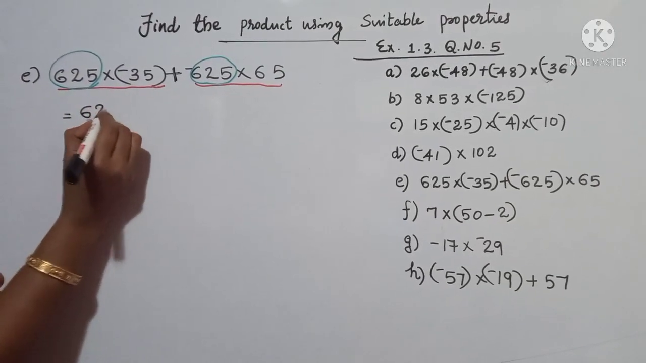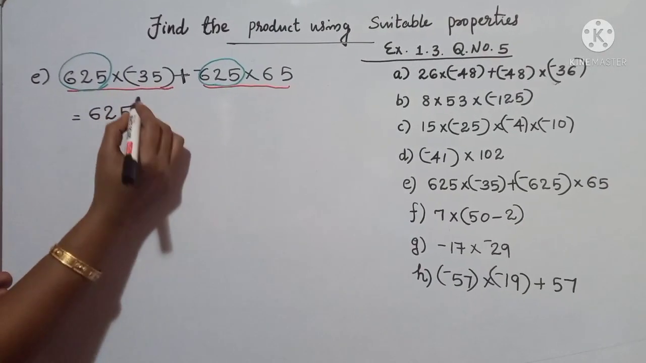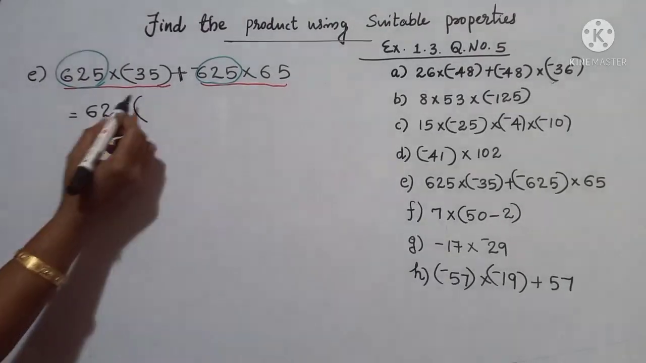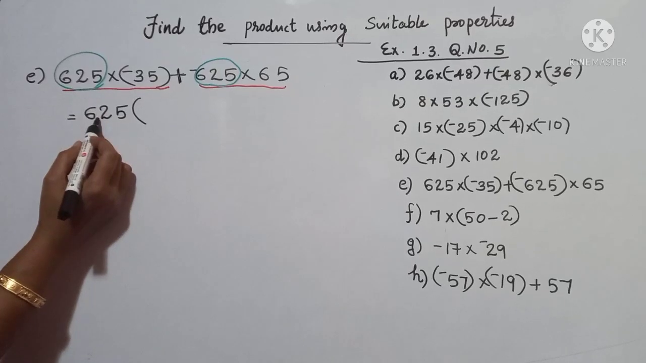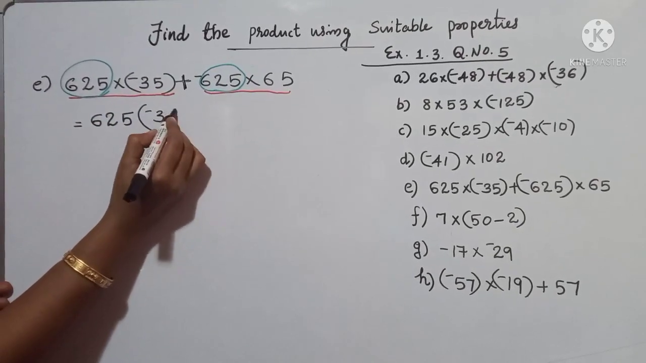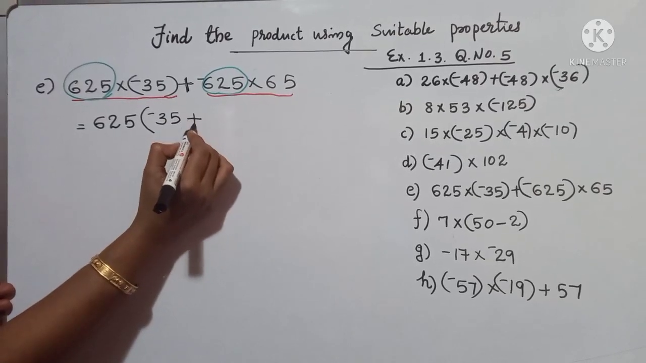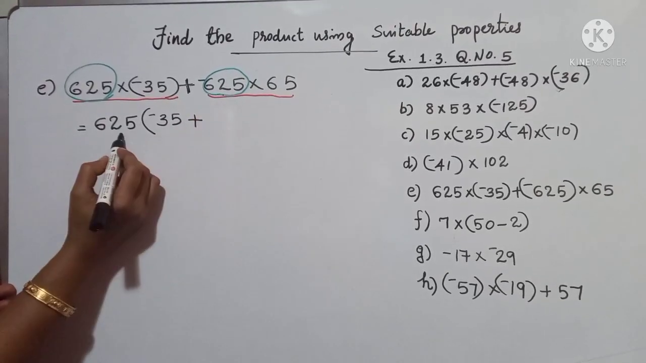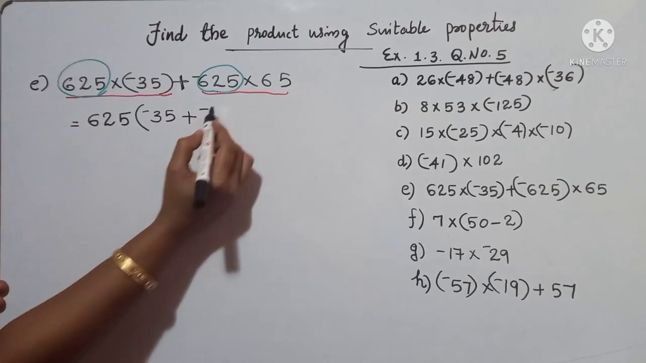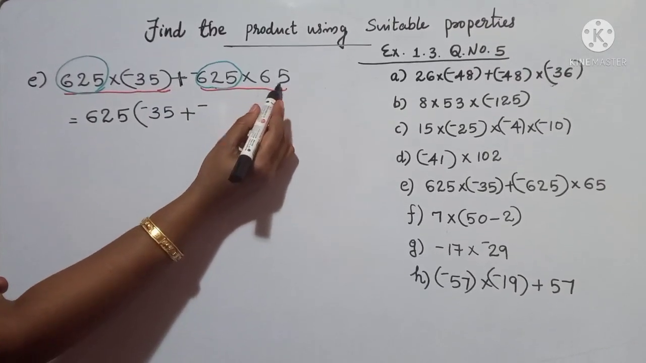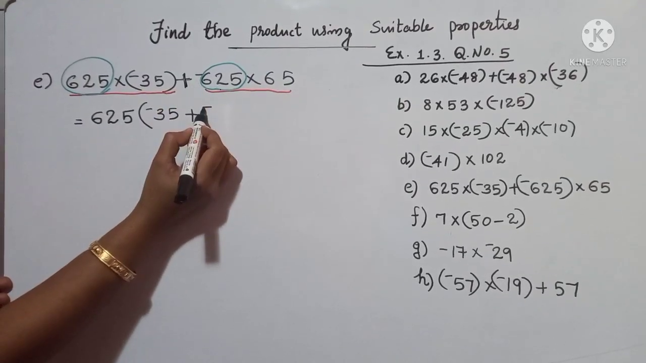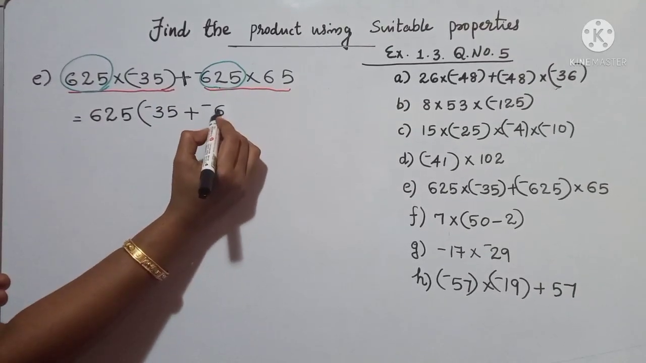That means we have to apply distributive property here. Using a bracket, that means distributive property. And 625 we have taken outside. Then what is left here? Only minus 35. Write that minus 35 here. Then plus 625 we have taken here. This minus we did not take, so put that minus here. Then 65 left here. 625 is here. Minus left here. We have to put that minus here. Then 65 here.